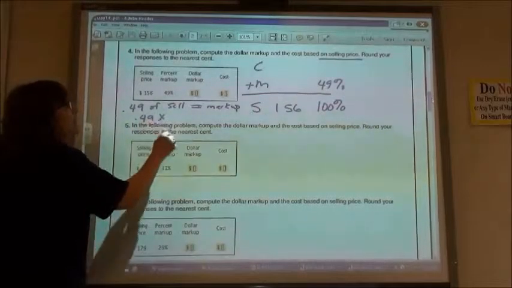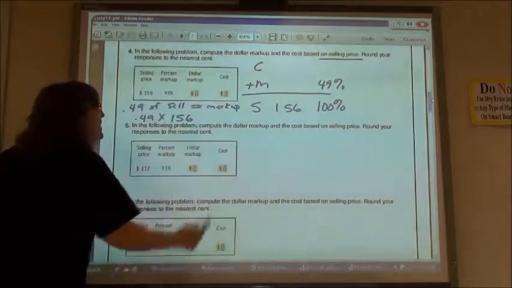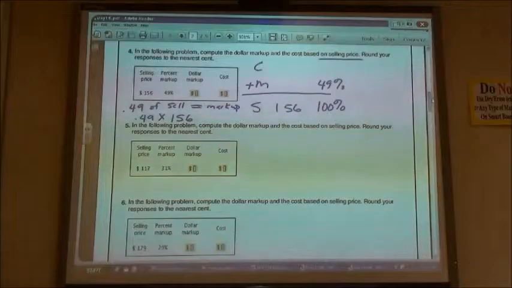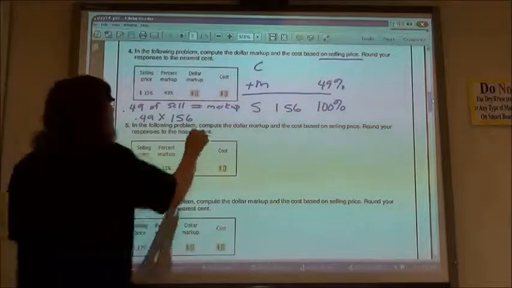49% times the selling price, $156 then. So we can go ahead and just multiply. 0.49 times the selling price, 156, gives me a markup of $76.44.